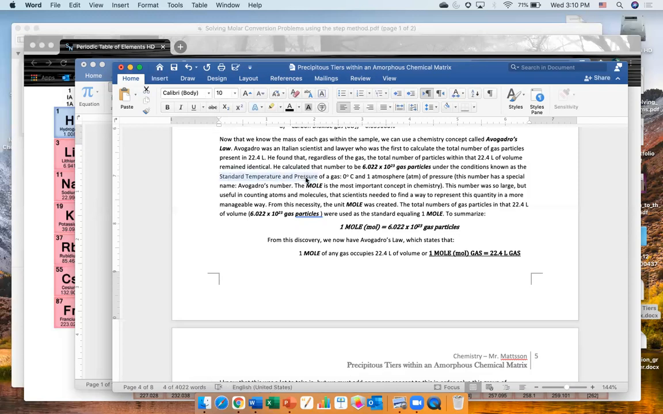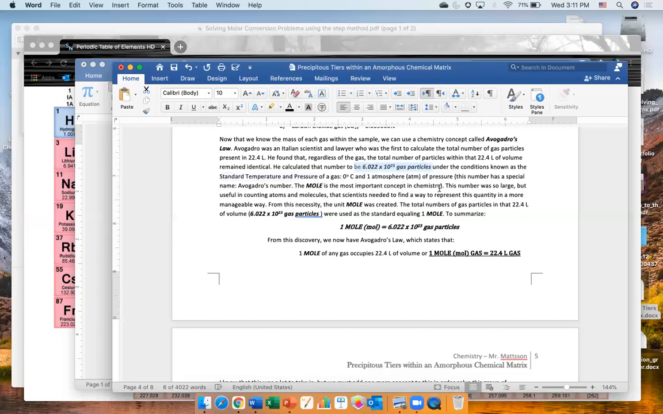This is really important if you remember back to last semester when we talked about any type of gas experiments. It must be done under standard temperature and pressure of a gas. That standard temperature is 0 degrees Celsius and the standard pressure is 1 atmosphere. This number has a special name, Avogadro's number. So this 6.02 times 10 to the 23 gas particles is called Avogadro's number in honor of the scientist who discovered it. The mole is the most important concept in chemistry.